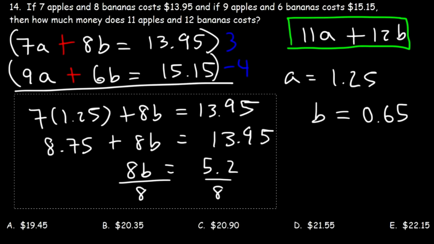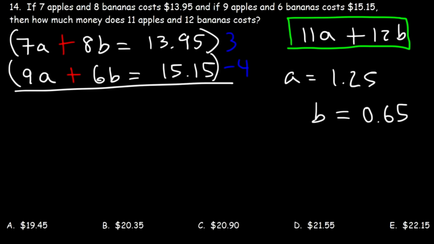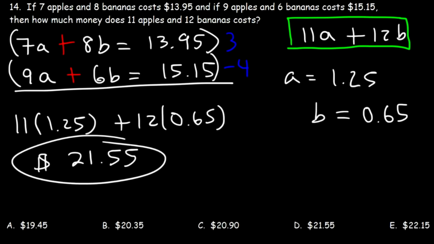Now that we have the cost of a single apple and a single banana, we could find the cost of 11 apples and 12 bananas. So it's 11 times 1.25 plus 12 times 0.65. So this is going to be $21.55. So therefore, answer choice D is the right answer.